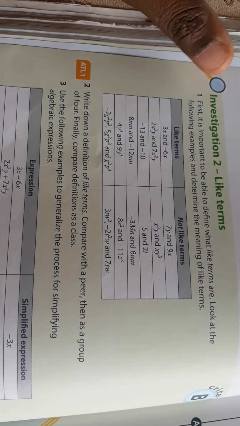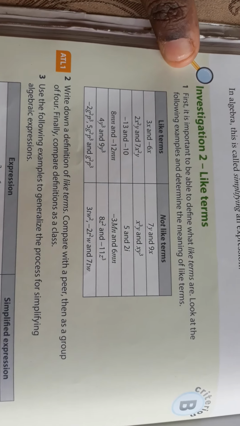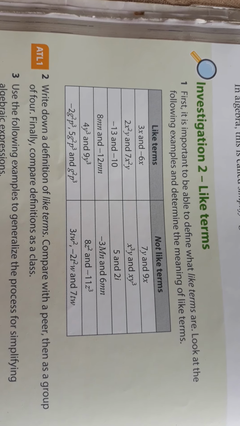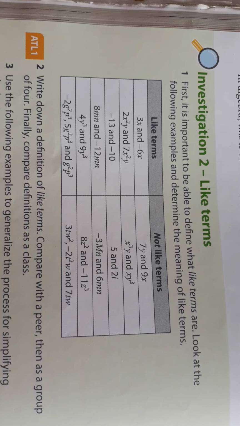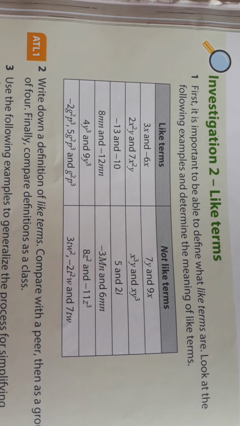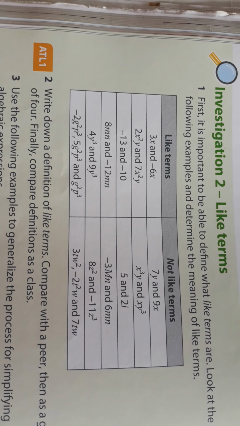To simplify terms in algebra, we are looking at the like terms and unlike terms. You can only add or subtract the like terms. The ones that are not the same, we can say not like terms, you cannot combine them together.